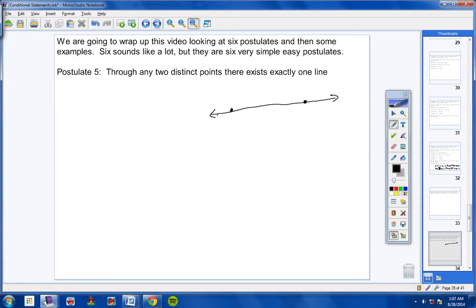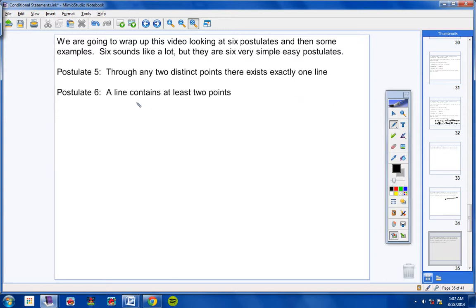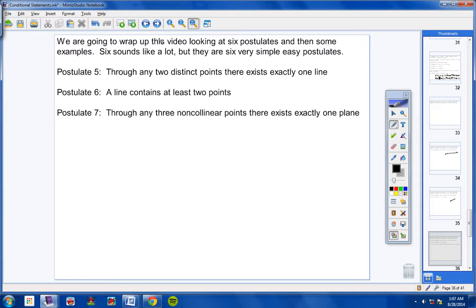Okay? Postulate 6. A line contains at least 2 points. Well, again, that's one of the, I want to say, duh. I mean, that's just so obvious. I mean, look, if you have one point like this, that's not a line, okay? But as soon as you draw a line, there's at least 2 points on that line. There has to be, okay? So a line contains at least 2 points. Piece of cake. All right, postulate number 7.